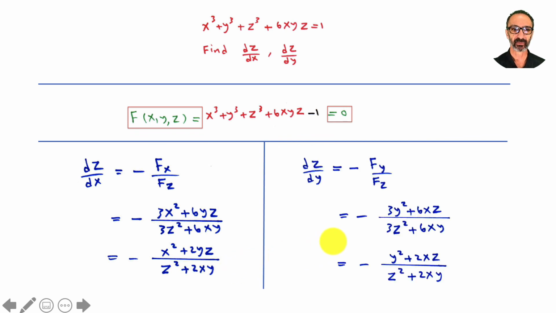In the same way, we could find dz/dy equals minus fy over fz, and you could just verify the steps. Let's just go over the fy at least. Derivative of this with respect to y, that will be 0. This will be 3y to the second, and with respect to y here, you will get 6xz as it shows right here.